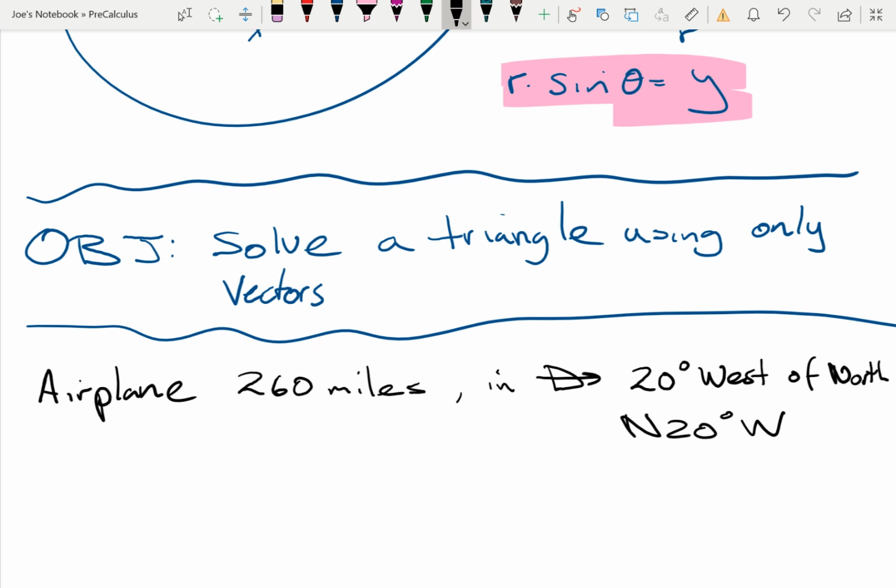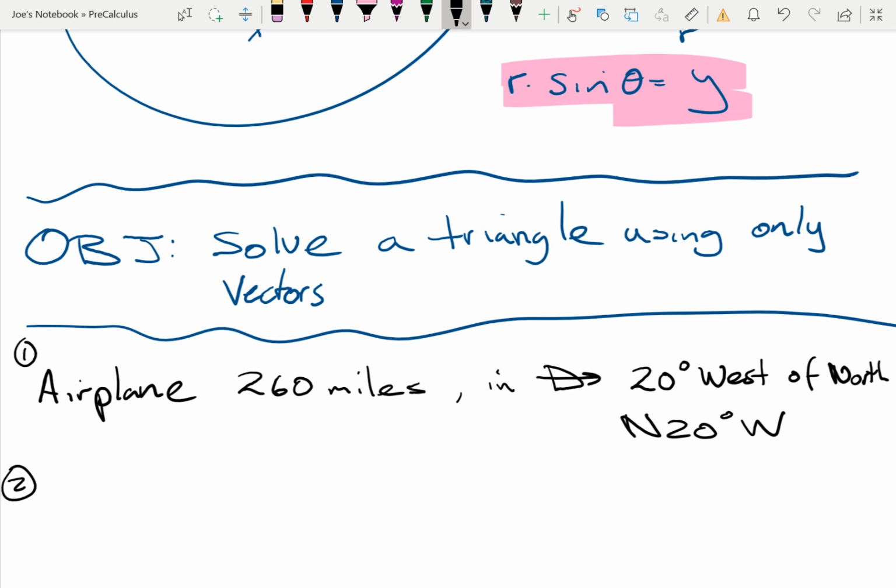This is not an aviation class or a guidance class. You can always ask me and I'll say that means 20 degrees west of north. I'll just repeat it back to you. So don't worry about that. But what you do have to do is build the diagram, and I'll show you that in a minute. Okay, so that's direction 1.